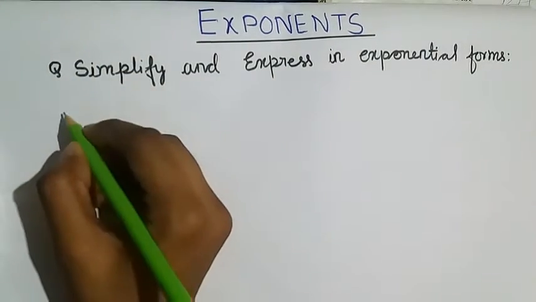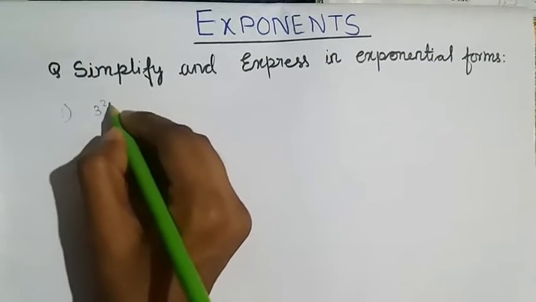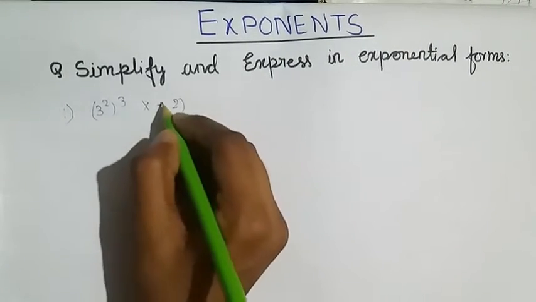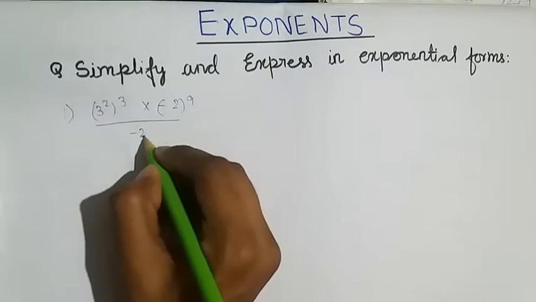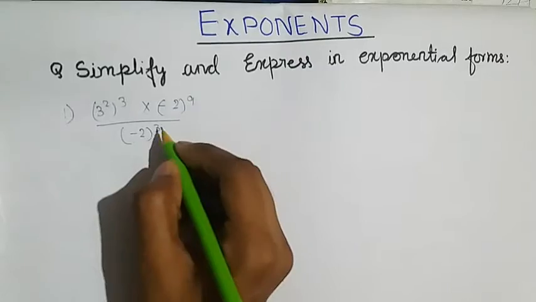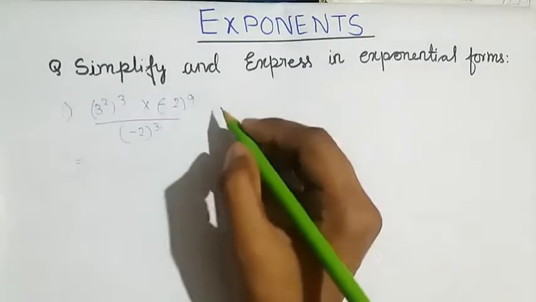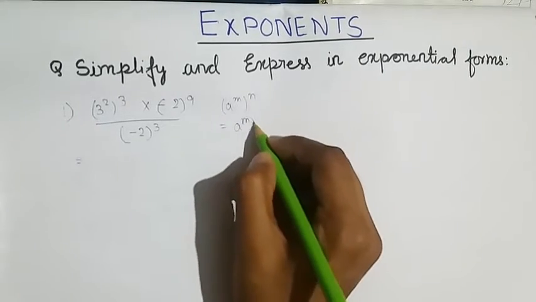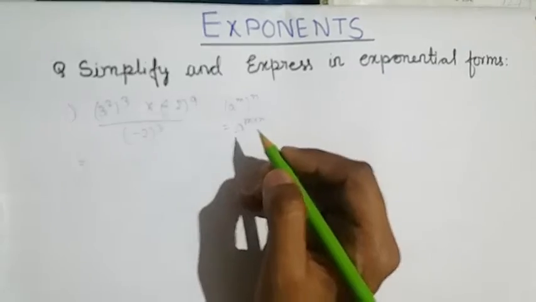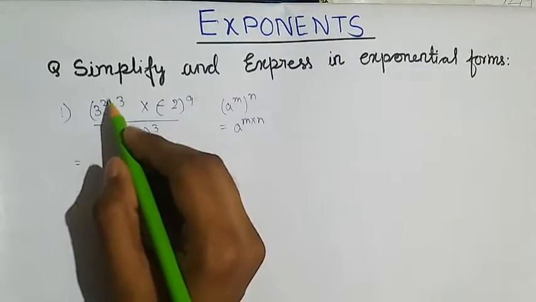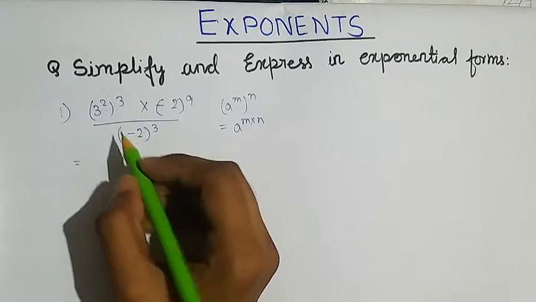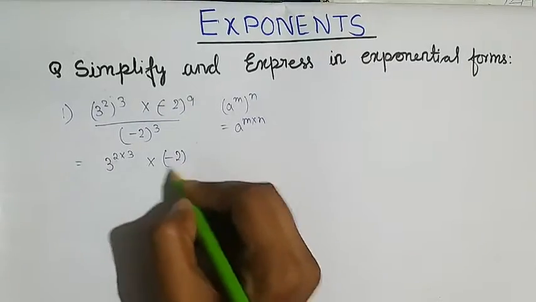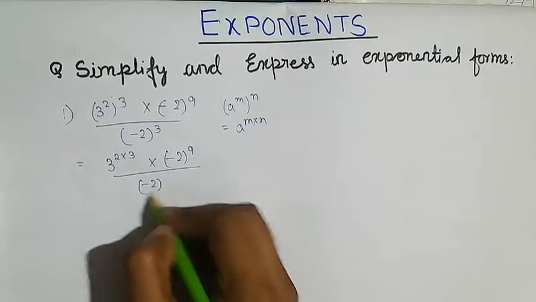So the first question is (3 raised to the power 2) whole to the power 3, multiplied by (minus 2) raised to the power 9, upon (minus 2) raised to the power 3. Alright. So we know a law, that (a raised to the power m) whole to the power n is equal to a raised to the power m into n. So we can see here we have (3 raised to the power 2) to the power 3, and we can write it as 3 raised to the power 2 into 3.